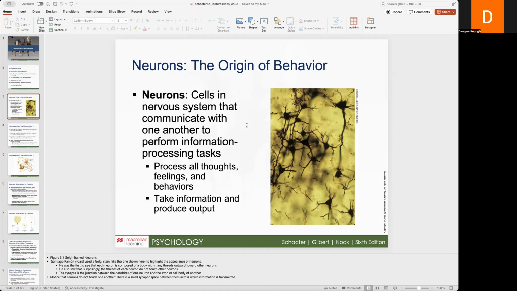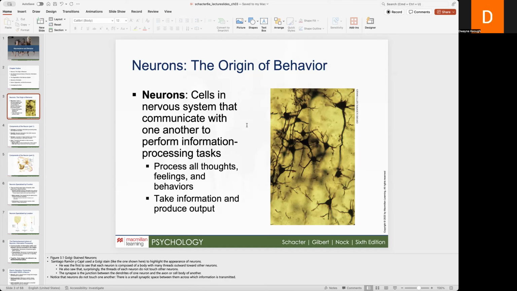I think it's important to start with really what's critical about any behavior, especially as it pertains to humans, is that the neuron is the basis of all of the behavior, all of the things that we experience, that we feel. This is the foundation of those responses. A neuron itself is a cell in our nervous system, and it communicates with other neurons, passing information along, forming these vast and extremely complex networks.